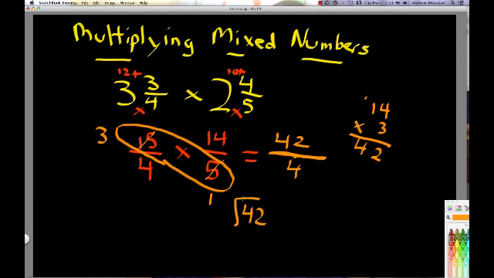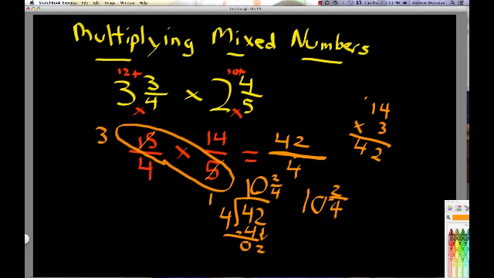42 divided by 4. 4 goes into 4 one whole time, so I'll subtract that 4 out. I have 0. I bring down the 2. 4 cannot go into this 2, so it goes in 0 times. I have to put this 0 here as a placeholder over here. And so this is a remainder, so I make it a little 2 over 4. And so right now I have 10 and 2 fourths.